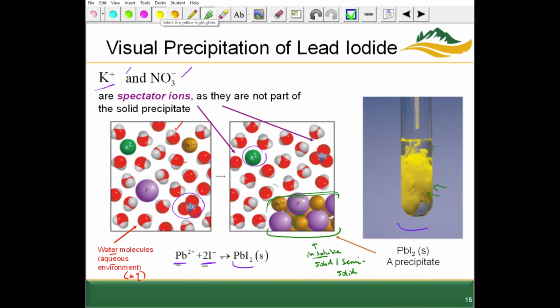So you may be wondering, how am I supposed to know that when lead in its 2+ form comes together with iodine, how does this form a solid precipitate? How would I know that? Then also, how would I know that these are going to be spectator ions? Well, there are a few charts we're going to look at to make this connection.